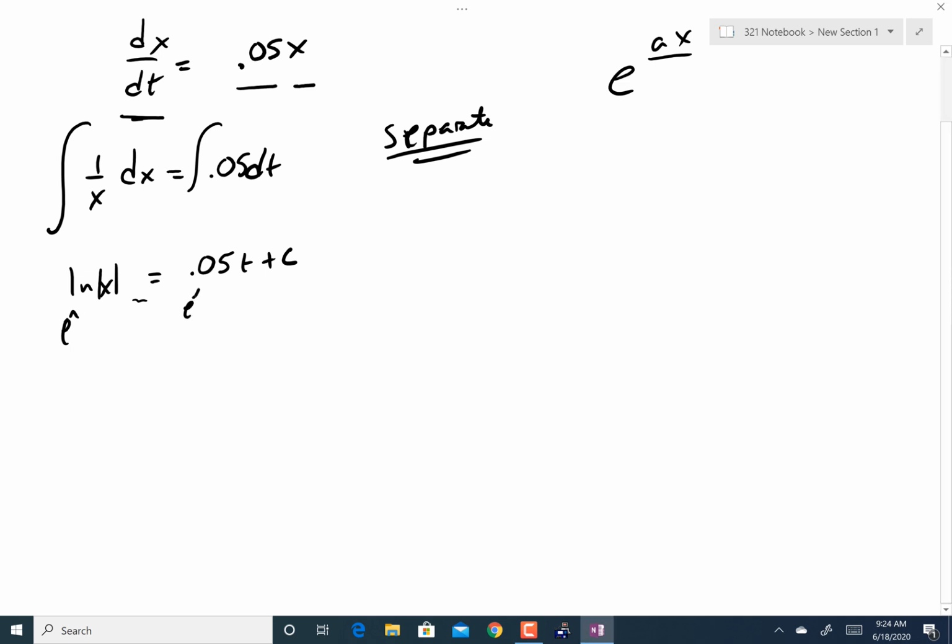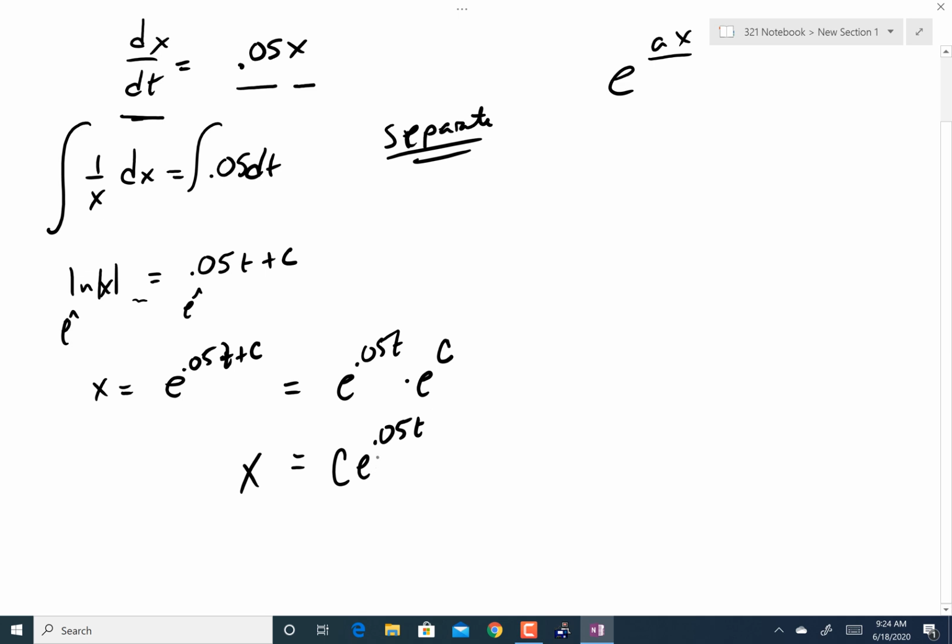There we go. Okay. So you get x equals e to the 0.05t plus c, which of course could be rewritten as e to the 0.05t times e to the c. But e to a constant is just a constant. So we'd have x is equal to c e to the 0.05t. So in this case, as you can see, we can solve for x as a function of time.